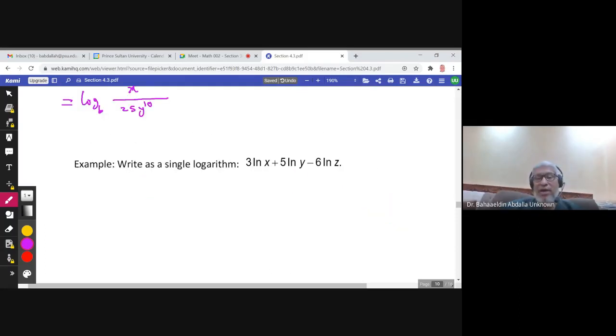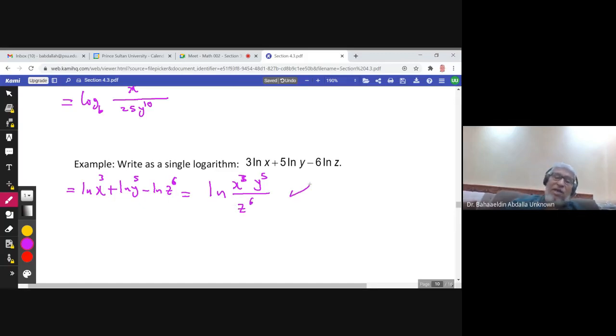So I have 3 logs. First step, I have to take all the numbers up. Now, I have 3 logs, so I will have 1 log. There is a plus and minus, so I will have division. Any plus, I will write it up. So log x cube is positive, so I write x cube up. Log y5 is positive, so I write y5 up. Product, multiplication between them. And negative log z to the power 6, this means that z to the power 6 is down.